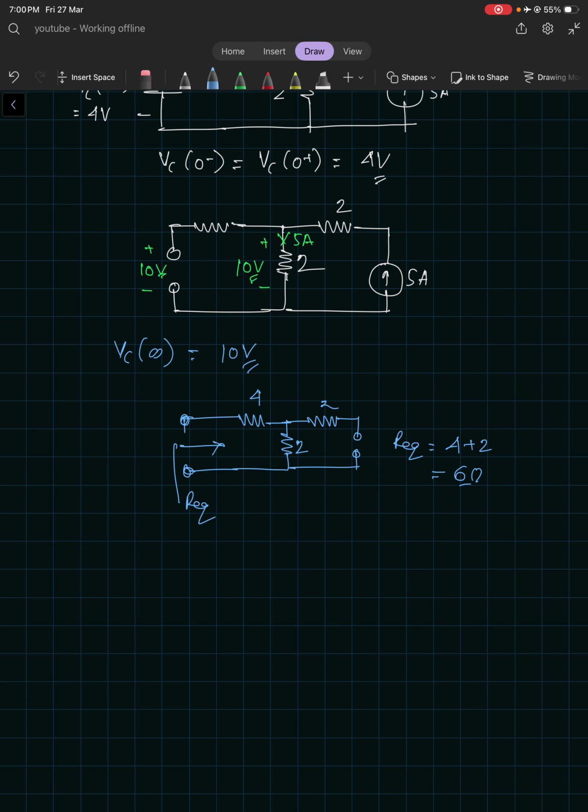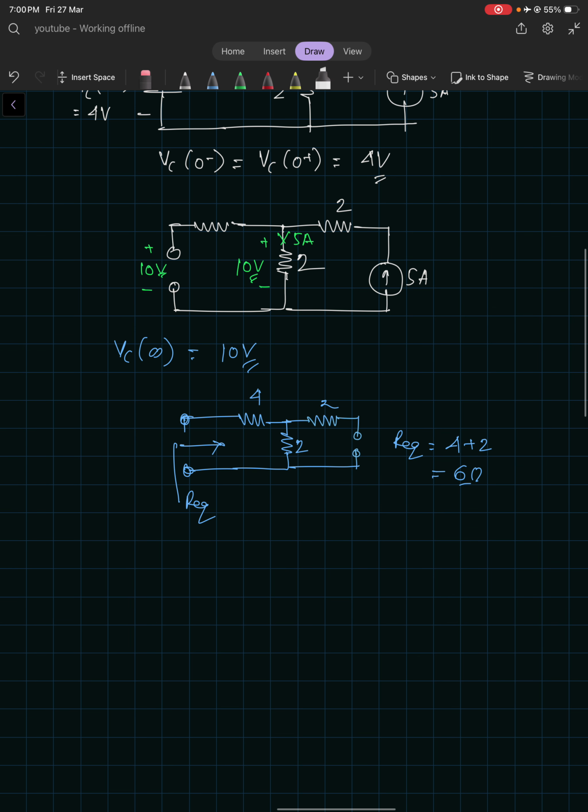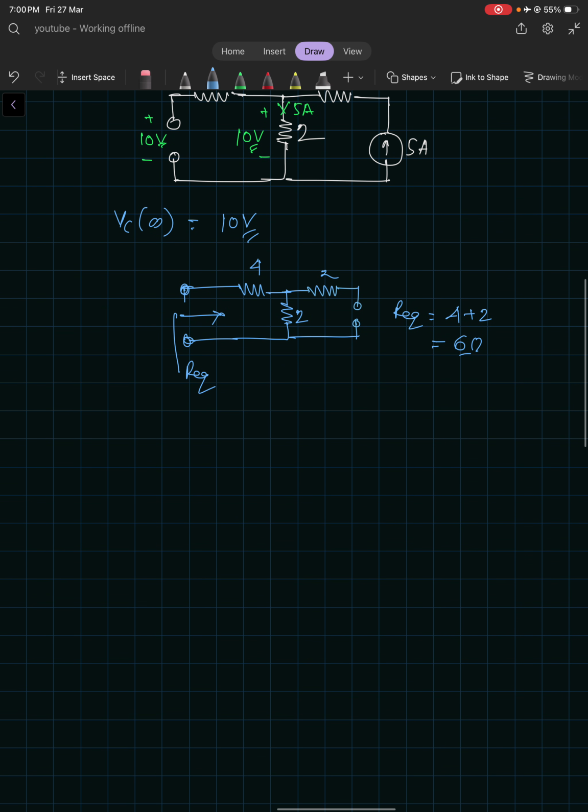ohms. This 2 ohm resistor has no meaning because here it is an open circuit, right? Now this question is also solved. Tau is equal to C into R equivalent.